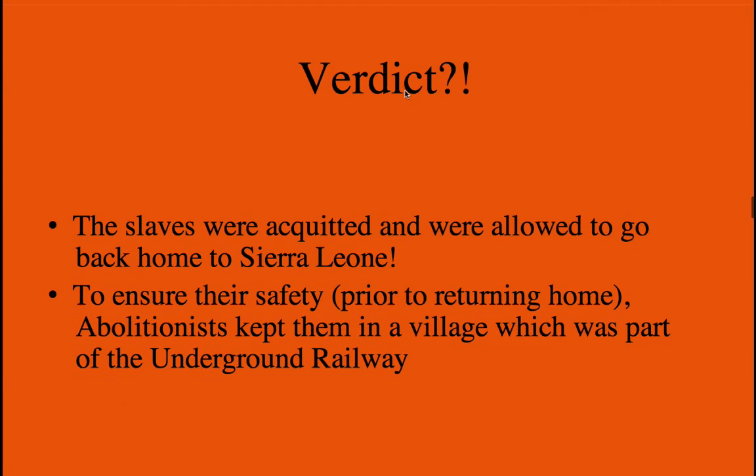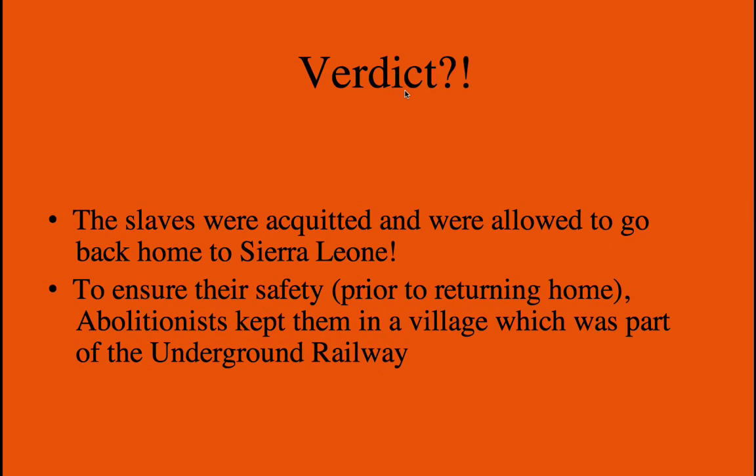The verdict was that the slaves were acquitted. That means they were acquitted of their charges. They were allowed to go home. They were allowed to go back to Sierra Leone, actually. You'd have to think about what's going to happen until these slaves are actually allowed to go home. Well, there are people called abolitionists, and their job is to help slaves who have freed themselves from their captors to get to the Underground Railroad, which leads them to free areas like different parts of Canada, and helps them get home. So this group of about 50 people, they kept them in a village and kept them safe and away from any possible danger until they were able to get home.